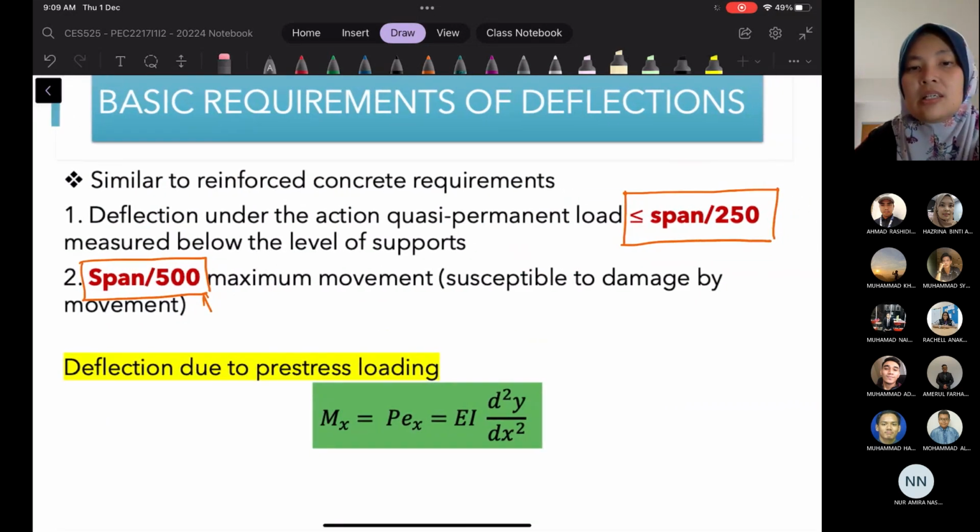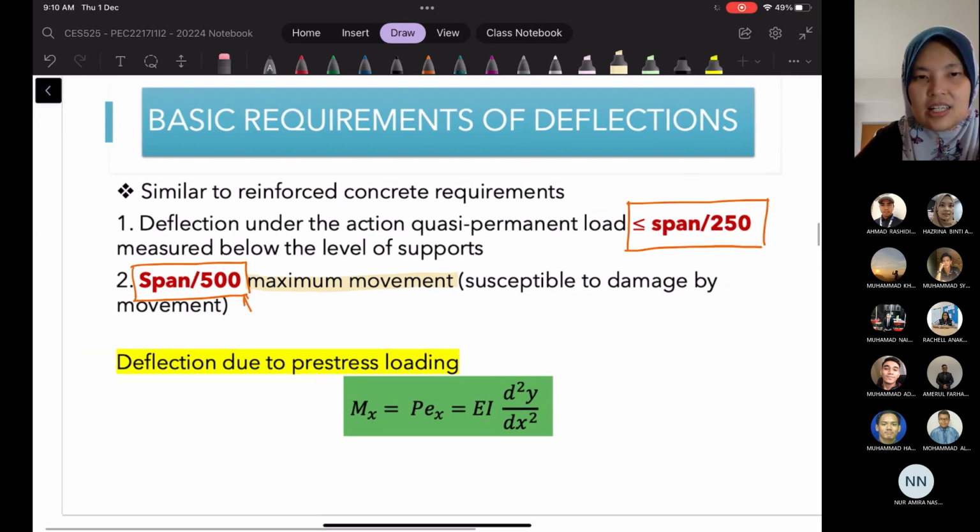Right, so this is actually given by the Eurocode, right? So kita tengok in terms of the maximum movement, so yang ni yang kita check. Yang tadi tu adalah deflection under the action of quasi-permanent loads, okay? So for the next part, we are going to consider for maximum movement, which is span over 500. So bila span over 500, dekat sini dia tak lepas.